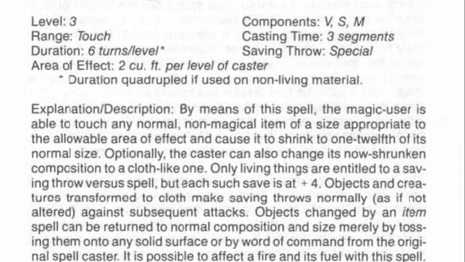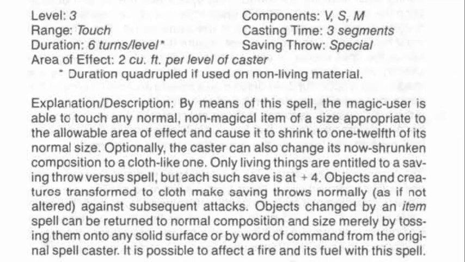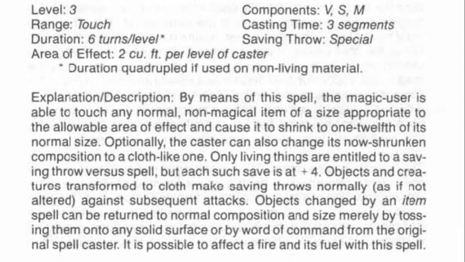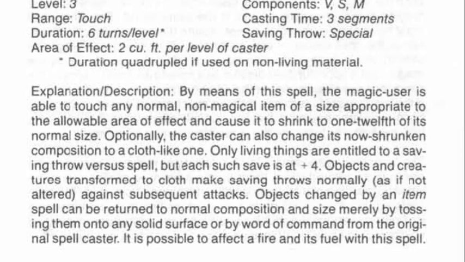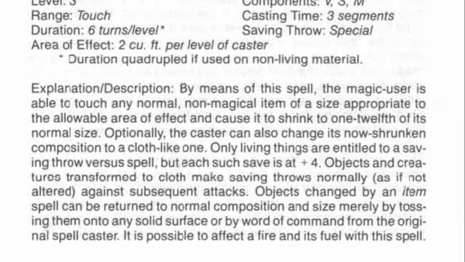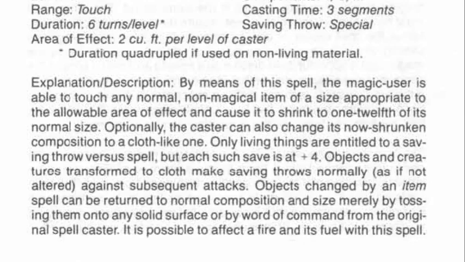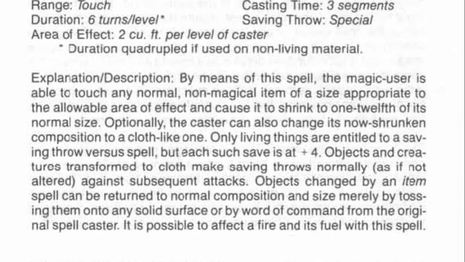Only living things are entitled to a saving throw versus spell, but each such save is at +4. Objects and creatures transformed to cloth make saving throws normally, as if not altered, against subsequent attacks. Objects changed by an item spell can be returned to normal composition and size merely by tossing them onto any solid surface or by word of command from the original spellcaster. It is possible to affect a fire and its fuel with this spell.